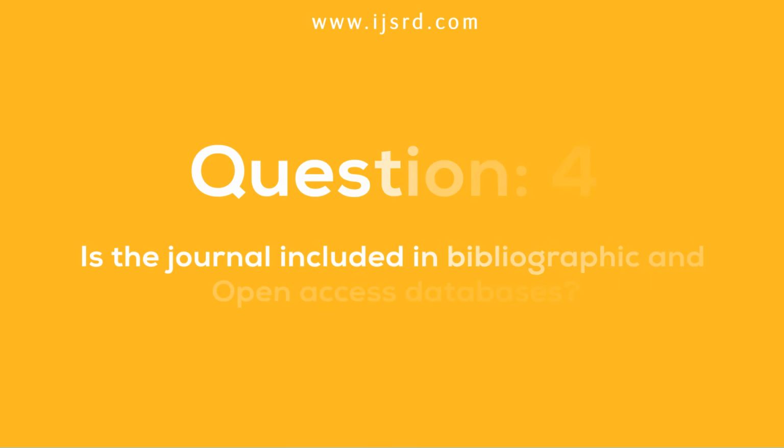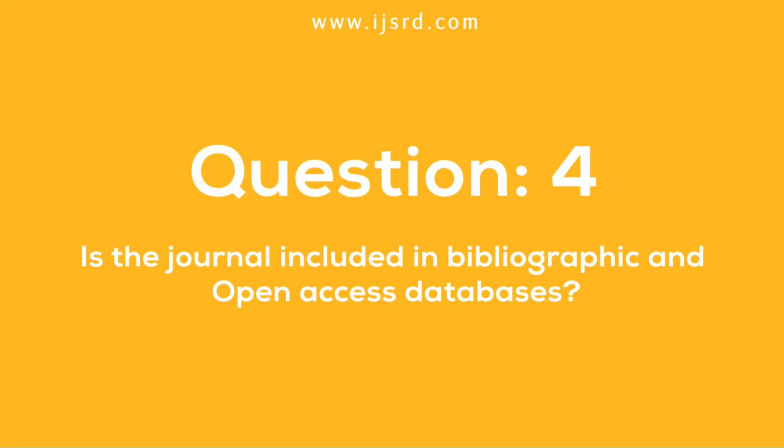The next question is, is the journal included in bibliographic and open access databases? You should check the presence of the journal in various indexing libraries like Google Scholar, Index Copernicus, etc. You should check if the journal is archived in either open access libraries or subscription-based paid libraries. Open access libraries have a larger reader base, so it is preferred to publish in a journal having open access to its articles.